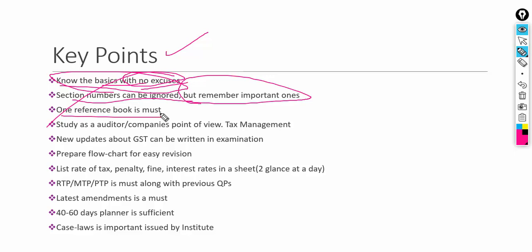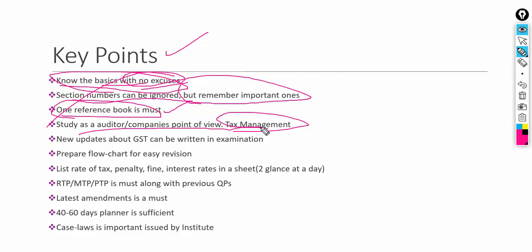One reference book is a must, because tax, as you know, keeps changing. You should be thinking as a professional, which means you need to know the latest amendments in taxation. So I would suggest one reference book is very much required in this indirect taxation subject. Study from an auditor's and company's point of view and become a tax management expert. Don't keep studying and mugging up. No, that will not work for you.